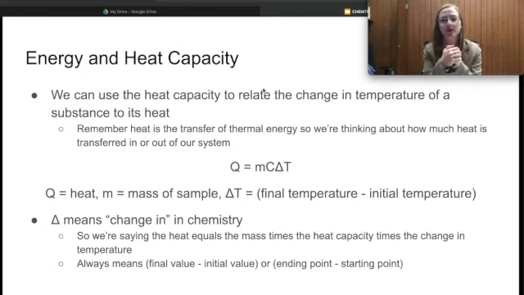So really what we're saying is the heat, Q, equals the mass times the heat capacity, C, times the change in temperature. That delta T, that delta anything, always means final value minus initial value, ending point minus starting point. So where you ended minus where you started. We'll go ahead and work through some examples of how this works.